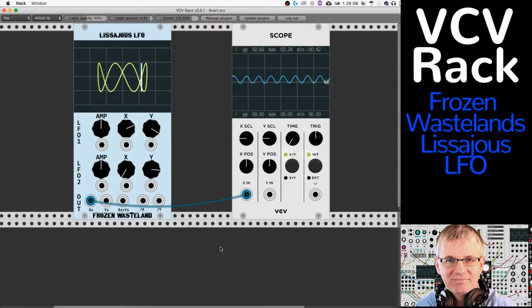Now today I'm going to be talking about this one here. I'm going to try to pronounce this Lissajous LFO. I think this might be French, and I'm from Canada, and French is our second language, so I think you pronounce that Lissajous LFO. I'm sorry if I'm not pronouncing it right. All right, so let's get started. This is an LFO. And by the way, this is from Frozen Wasteland. That's the company, the developers that are making this.